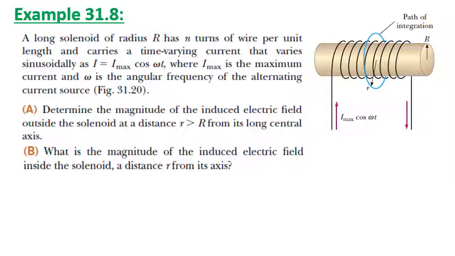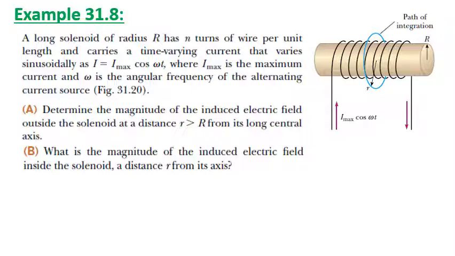Okay, now this example problem is related to induced EMF and electric field. So if you have a long solenoid of radius r and n turns of wire per unit length, and it carries a time varying current that varies sinusoidally as I equals I max cos of omega t, where I max is the maximum current and omega is the angular frequency of the alternating current source, as shown in the figure over here. So the direction of the current is given, and we have a solenoid.